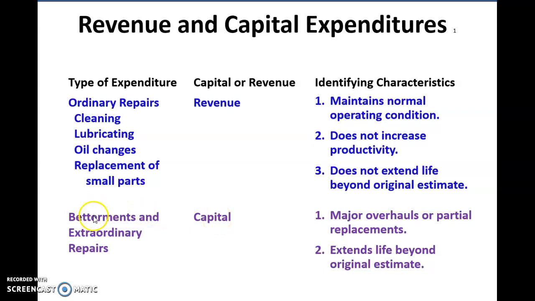Capital expenditures are betterments and extraordinary repairs. A betterment or an extraordinary repair is a major overhaul or partial replacement of a significant part of an asset, and they will extend the life of the asset beyond the original estimate.